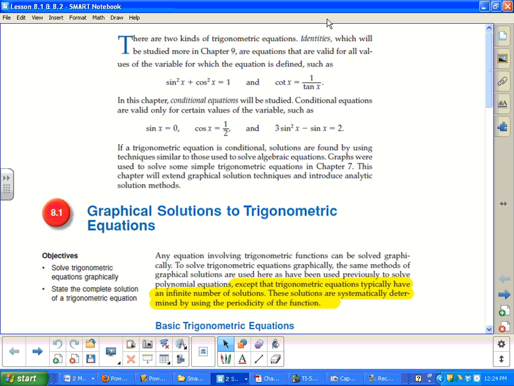There are two types of trigonometric equations: identities, which will be studied more in chapter 9, and are equations that are valid for all values of the variable for which the equation is defined, such as the Pythagorean identity, sine squared plus cosine squared equals 1, and cotangent equals 1 over the tangent. In this chapter, conditional equations will be studied. Conditional equations are valid only for certain values of the variable, such as finding when sine of x equals 0, cosine of x equals 1/2, or 3 sine squared of x minus sine of x equals 2. One of the things we will be doing also, this last question reminded me, is some factoring in this chapter while we're solving equations.